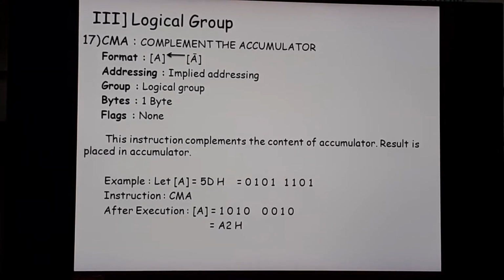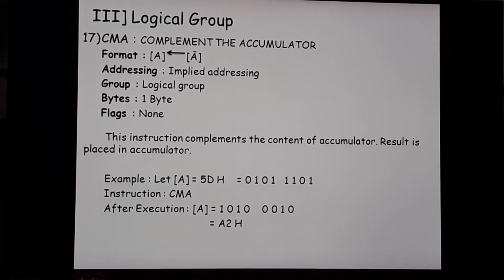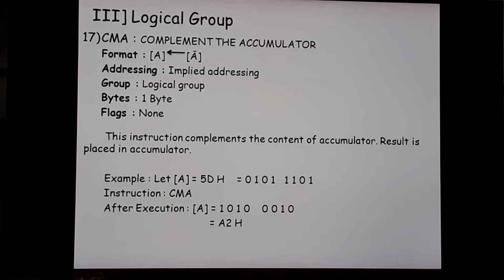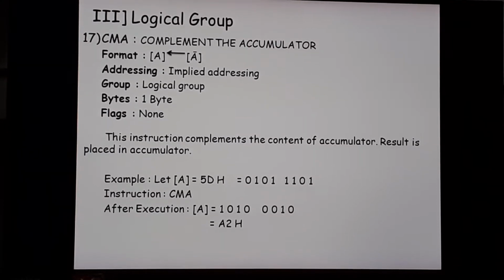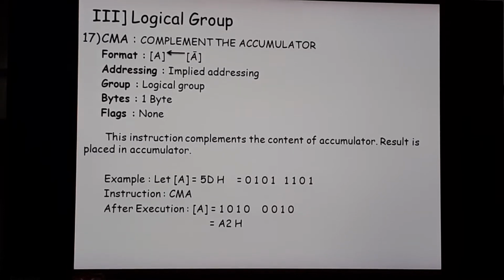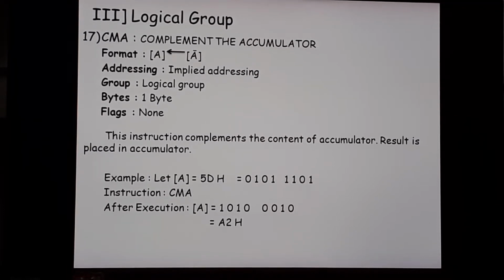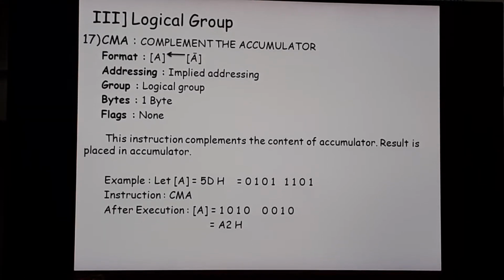So the 17th one is CMA, which stands for complement the accumulator, and what it does is complement the accumulator, that's it, and the answer will be stored in the accumulator itself. So the format is A complement. If you can see the format there, it is written A bar, which is nothing but the complement of A. So hence we write it as A bar, and the result is always stored in the accumulator itself.